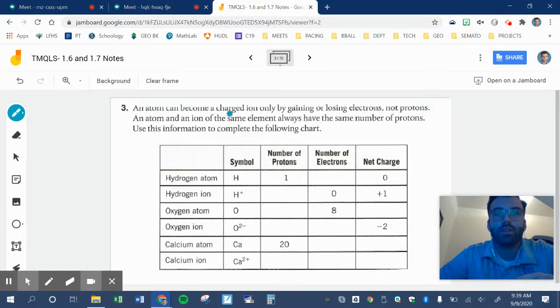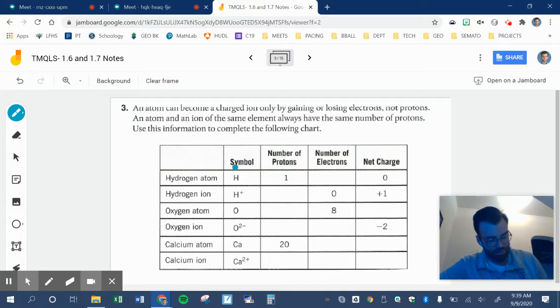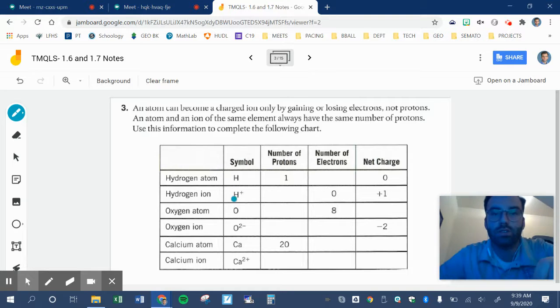An atom can be a charged ion only by gaining or losing electrons, not protons. An atom and an ion of the same element always have the same number of protons. Use this information to complete the following chart. So if we look here, if my symbol is this, you'll notice on that previous number 2, if you're looking at your book, if the net charge of an ion is plus 1 or minus 1, only the positive sign is shown. So if this is just a plus, then that means I have a positive 1 charge. My net charge is plus 1.